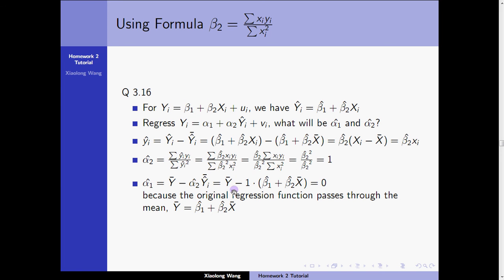Because the original regression function passes through the mean, meaning that y bar equals beta 1 hat plus beta 2 hat times x bar, we can see that this term equals 0 exactly because they cancel out each other. So that's why this question is a true statement: the coefficient on the regressor will be 1 and the intercept will be 0.